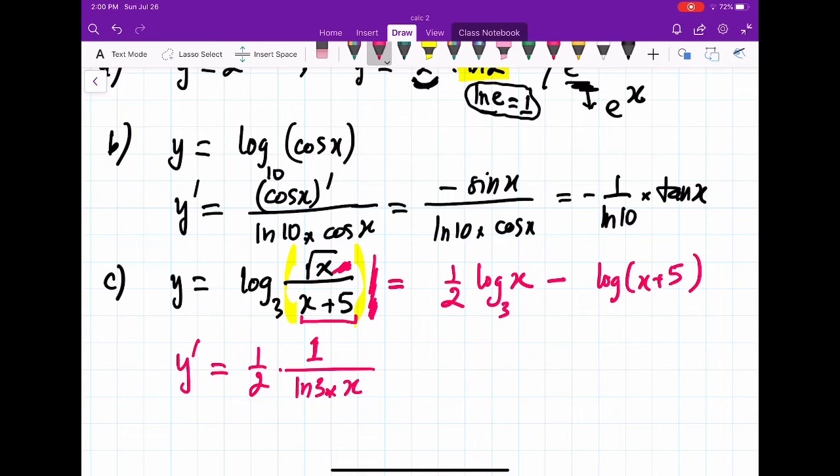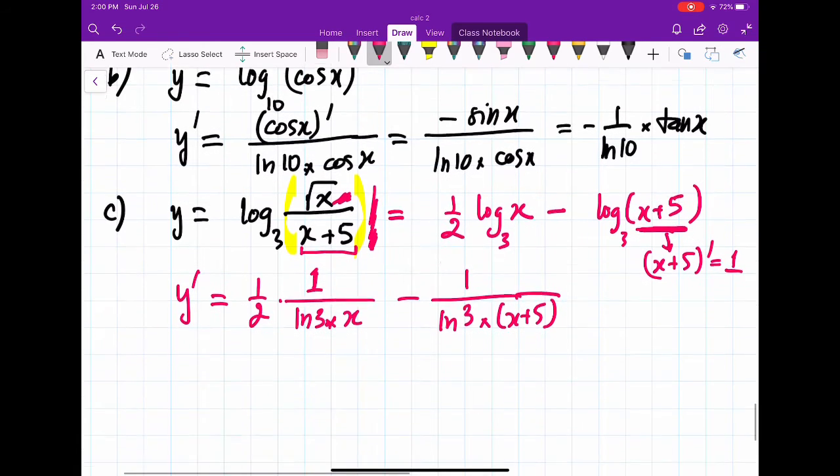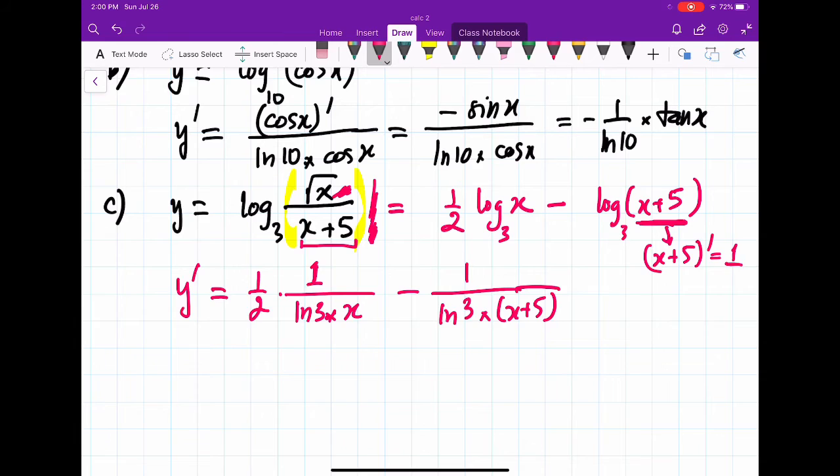Second one, I have the chain rule, but the derivative of x plus 5 is just 1, okay? The derivative of x plus 5 is 1, that is u prime. So I have 1 over, again, ln 3 times x plus 5. You see? If you want, you might simplify that, pretty easy.